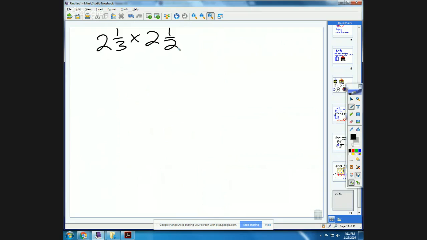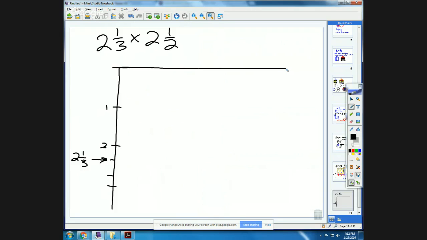So before we change this into improper fractions, redraw the grid we had, but not the inside, just the edge. So come down, make your ruler 1, 2, 3, and identify where 2 1/3 is. Draw the other way. Find your 1, your 2, your 3.